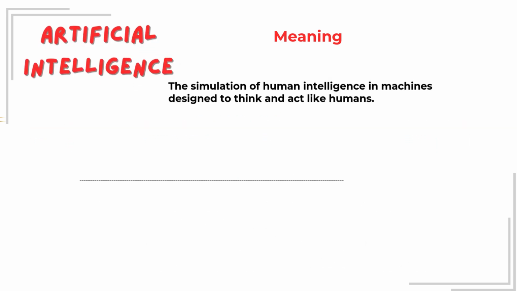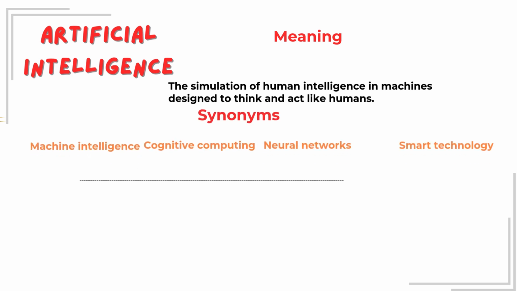Artificial intelligence. The simulation of human intelligence in machines designed to think and act like humans. Machine intelligence. Cognitive computing. Neural networks. Smart technology.